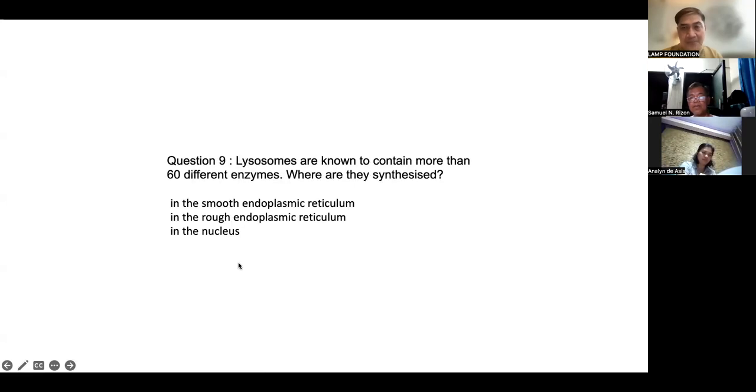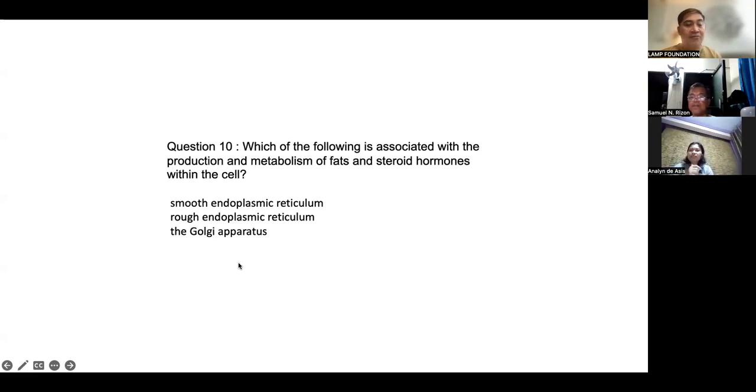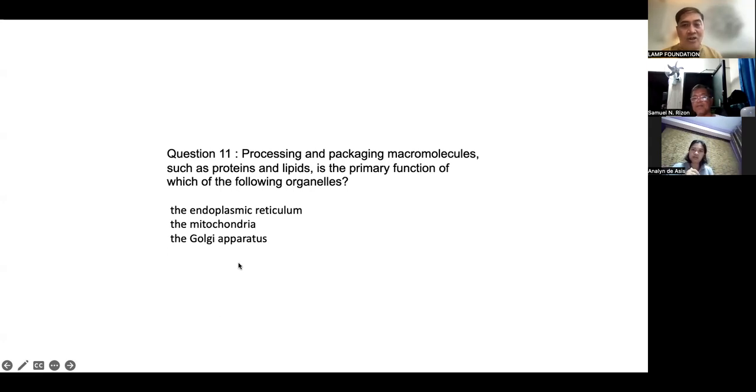DNA replication takes place in the nucleus. Lysosomes are known to contain more than 60 different enzymes. Where are they synthesized? In the rough endoplasmic reticulum. Which of the following is associated with the production and metabolism of fats and steroid hormones within the cell? Smooth endoplasmic reticulum. Yes. Processing and packaging macromolecules such as proteins and lipids is the primary function of which of the following organelles? The Golgi apparatus.